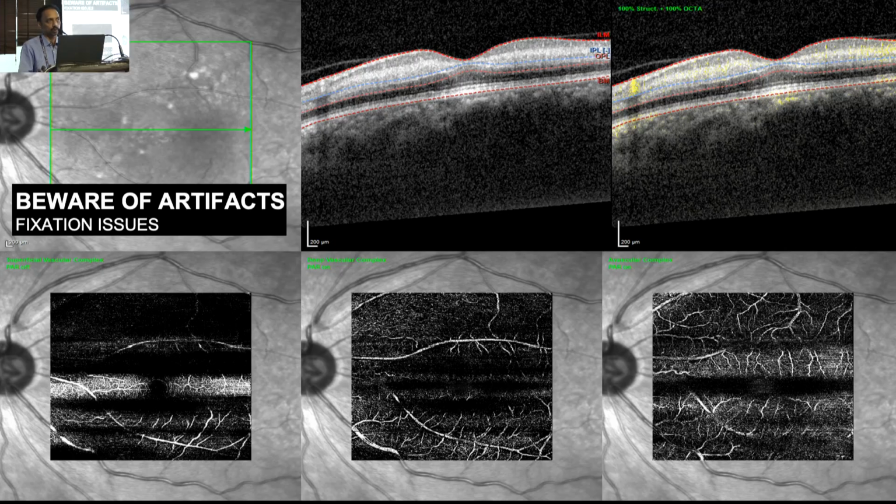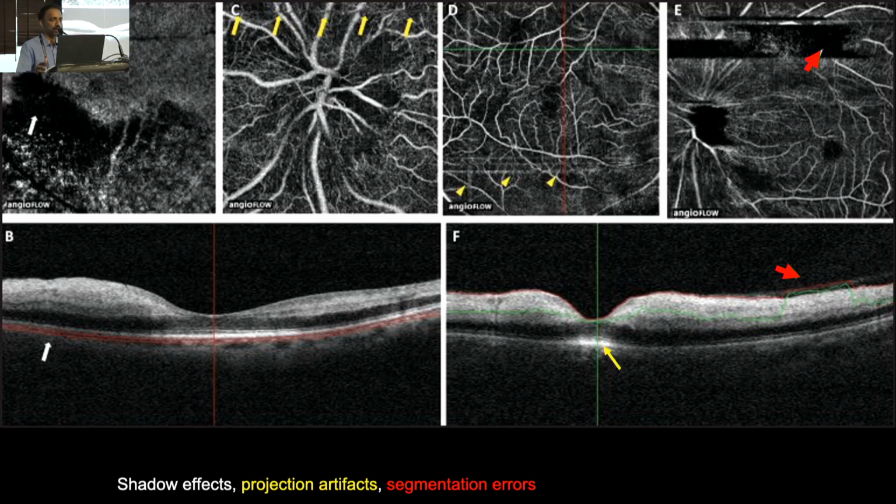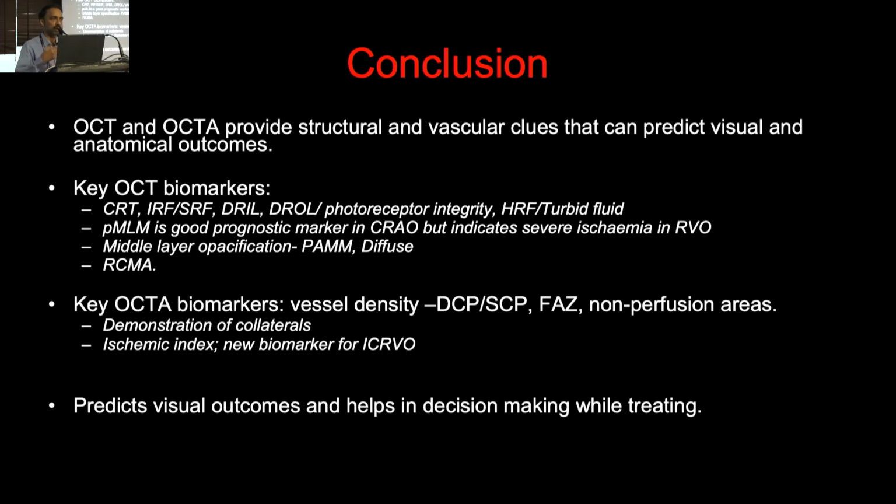But the most important caveat is this, that these patients have poor vision, so the fixation is going to be bad. You're not going to get excellent images like the ones I showed. This is like a day-to-day practice image. This is how you get the images. So you have to be aware of these artifacts. There could be shadow effects, projection artifacts, segmentation errors. So you have to interpret all these findings, putting your clinical skills also into practice.